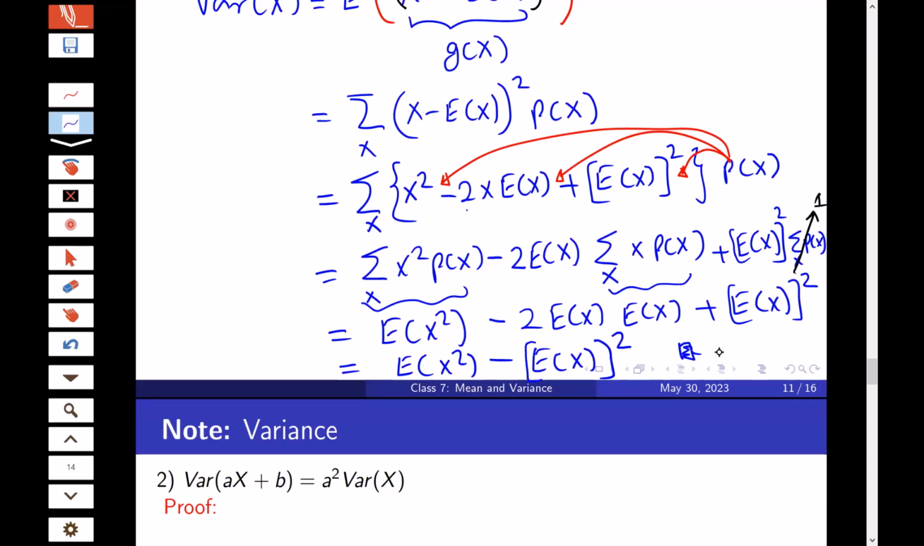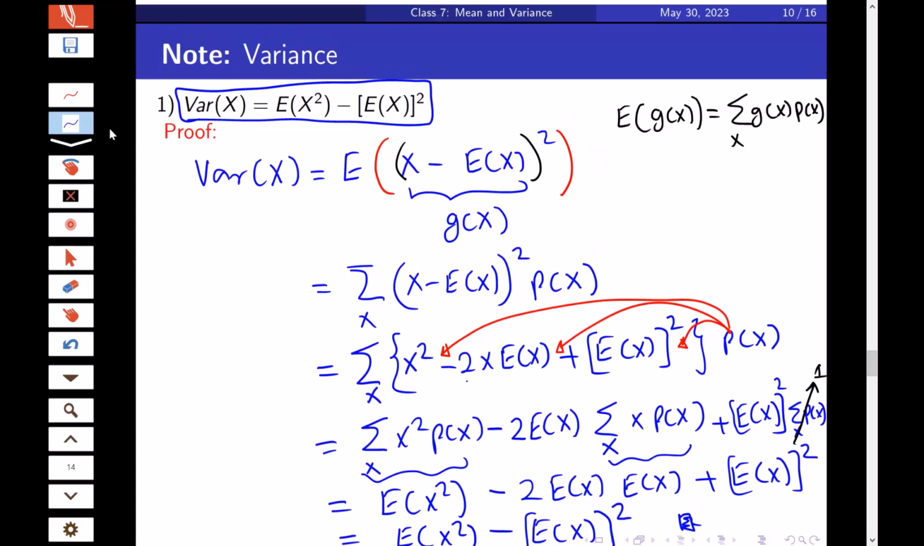So you don't need to worry about proving this result. You can use this result when you are doing simplification. When we are doing binomial expansion, I use this rule: a minus b squared is a squared minus 2ab plus b squared.